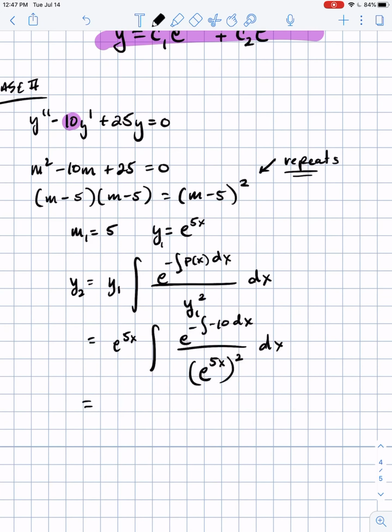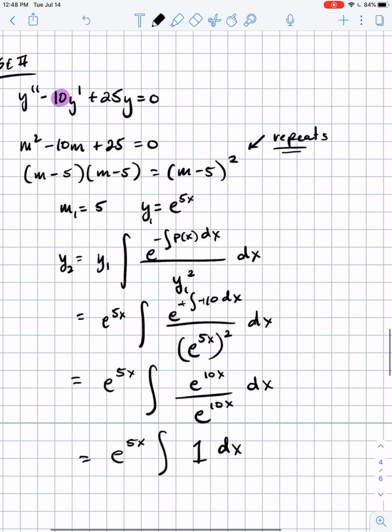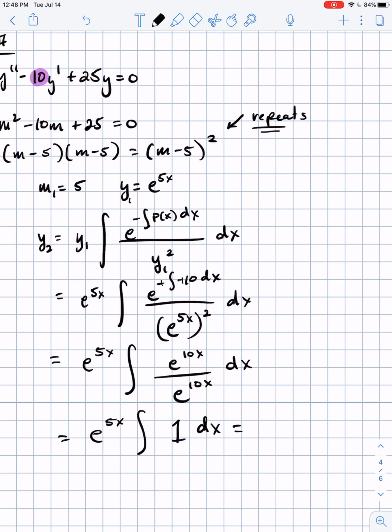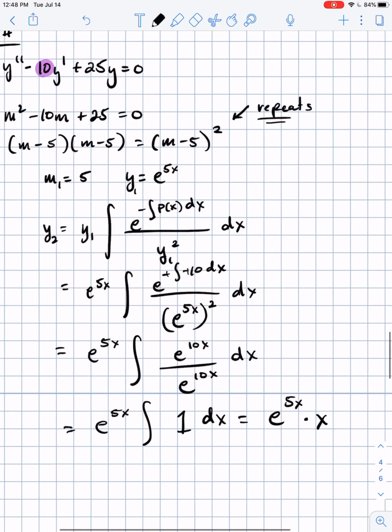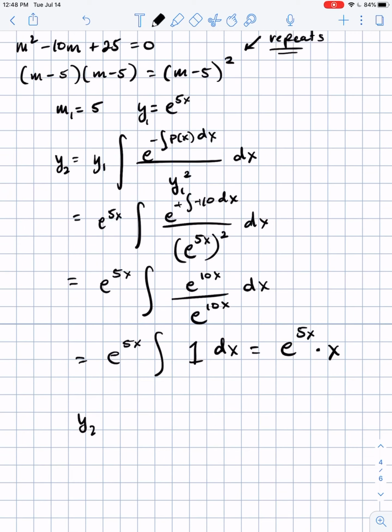So I wind up getting e to the 5x. This becomes a plus. So I get e to the 10x over, well, e to the 10x. That's very nice. And this is just going to be 1 dx, which you could see is going to give me e to the 5x times x, right? And just to clean it up, we get y2 to be x e to the 5x.